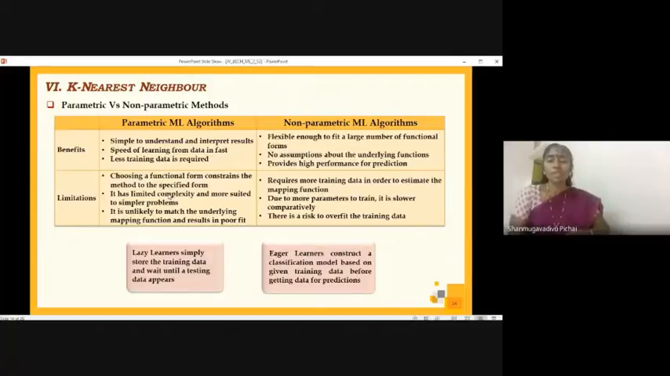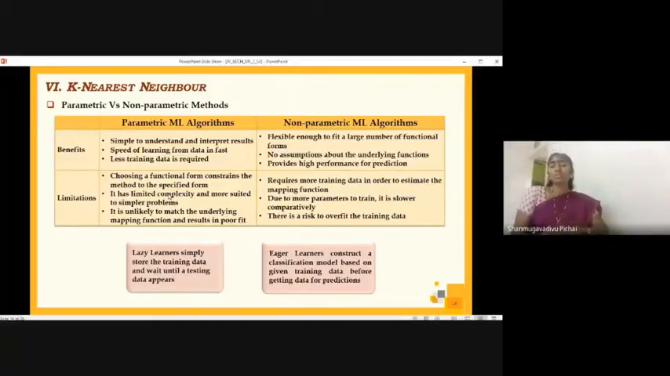So it is unlikely to match the underlying mapping function and results in poor fit. Suppose you apply parametric machine learning algorithms to a complex problem, naturally that will result in poor fit. That is because it is not matching properly. There is not a perfect match between the problem and the model. It leads to poor fit.